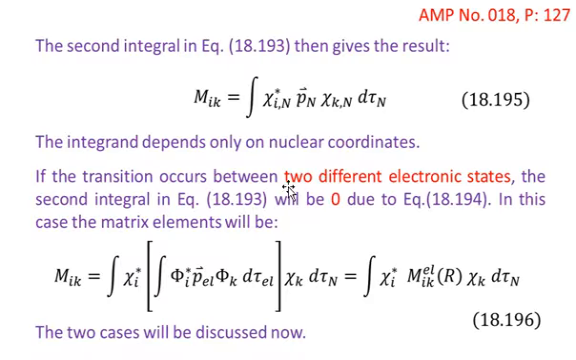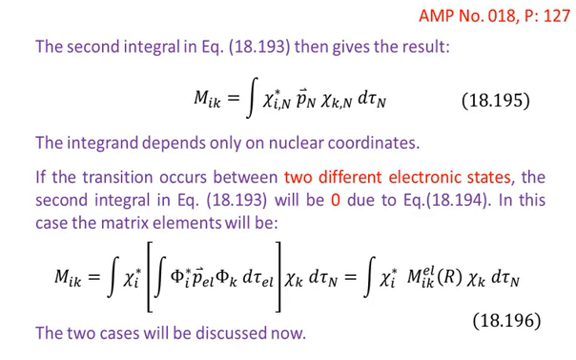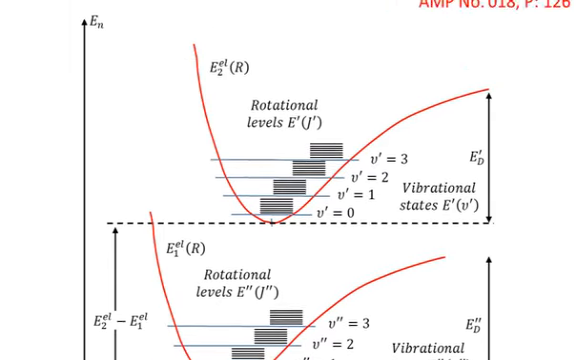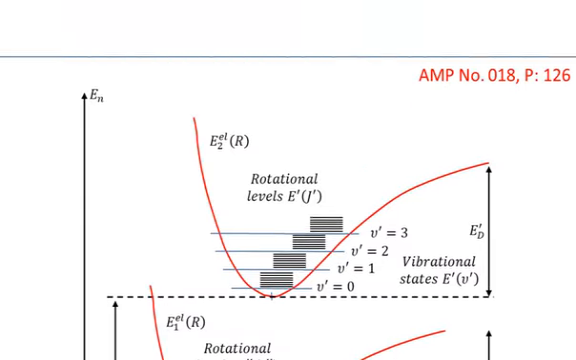If the transition occurs between two different electronic states. So you see that for the same electronic states, we found that the first integral was 0 and the second integral related with the nuclear coordinates is given by equation number 195. Now we are considering two different electronic states as depicted in this diagram. For example, in this diagram, we are considering two different electronic states.